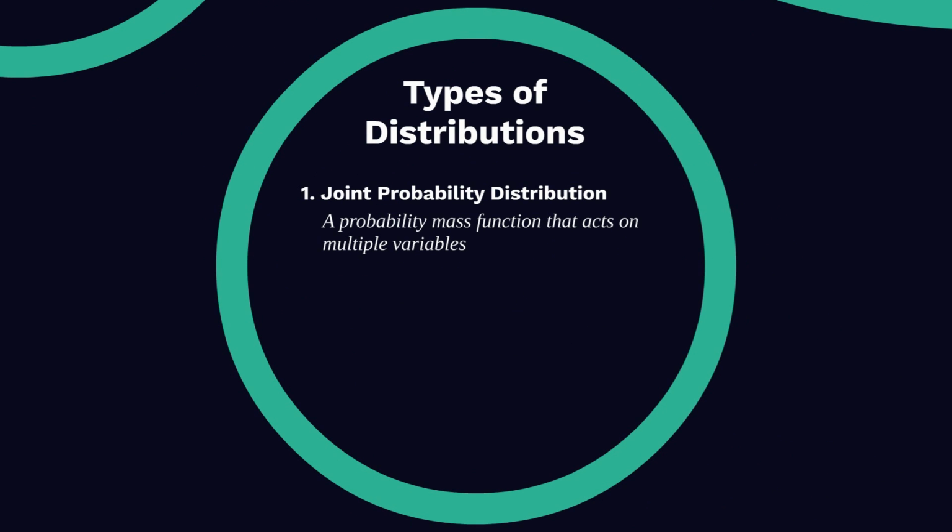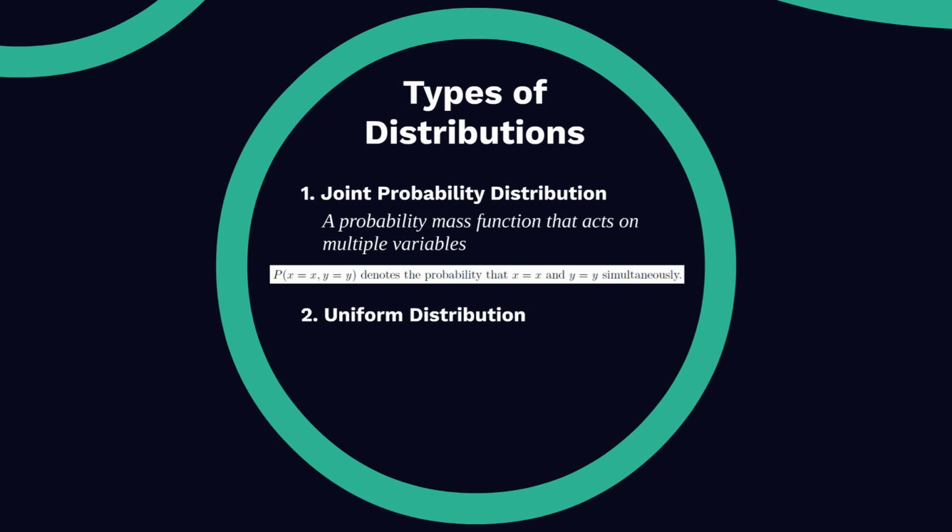Moving on to some other types of distributions, we have joint probability distributions, and this is simply a probability mass function that acts on multiple variables. So we're not restricted to just x here. We could have the probability distribution of x and y, and it's going to denote the probability that x and y equal 2 particular values simultaneously. So it's going to give us a probability of 2 events occurring simultaneously.